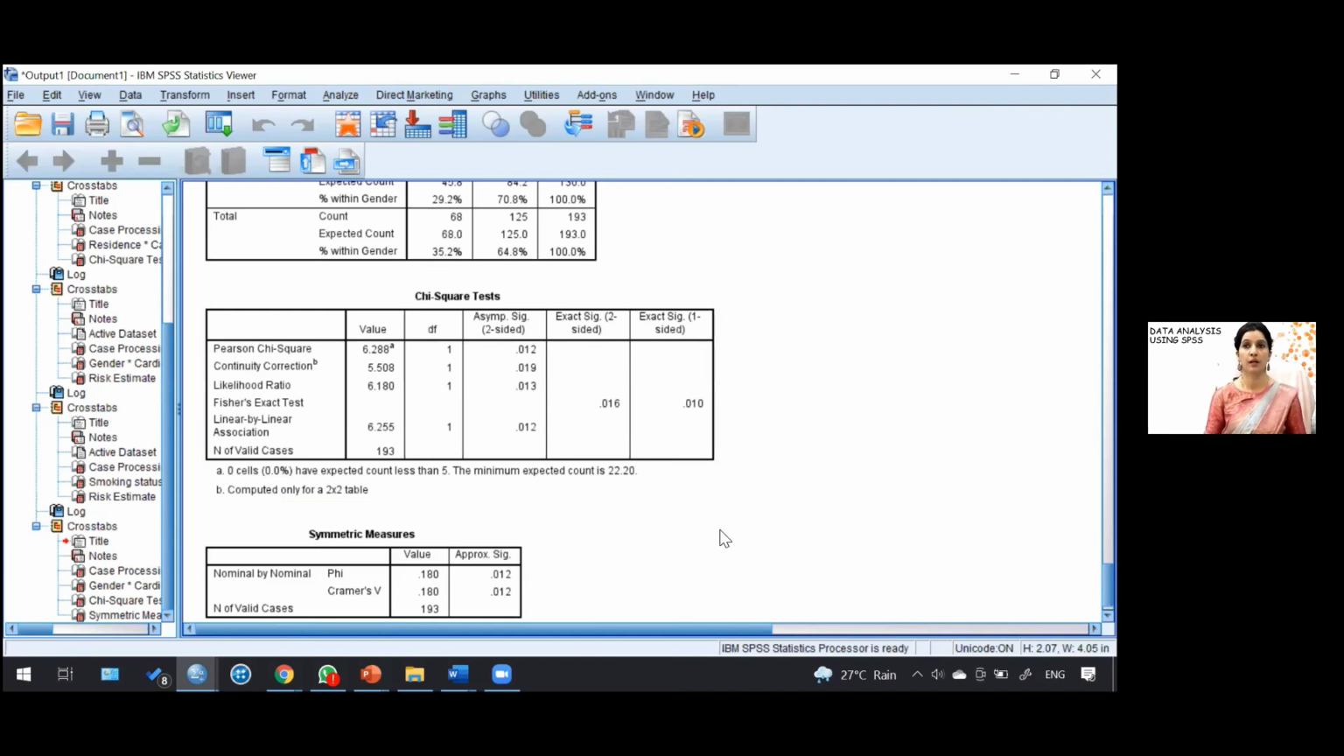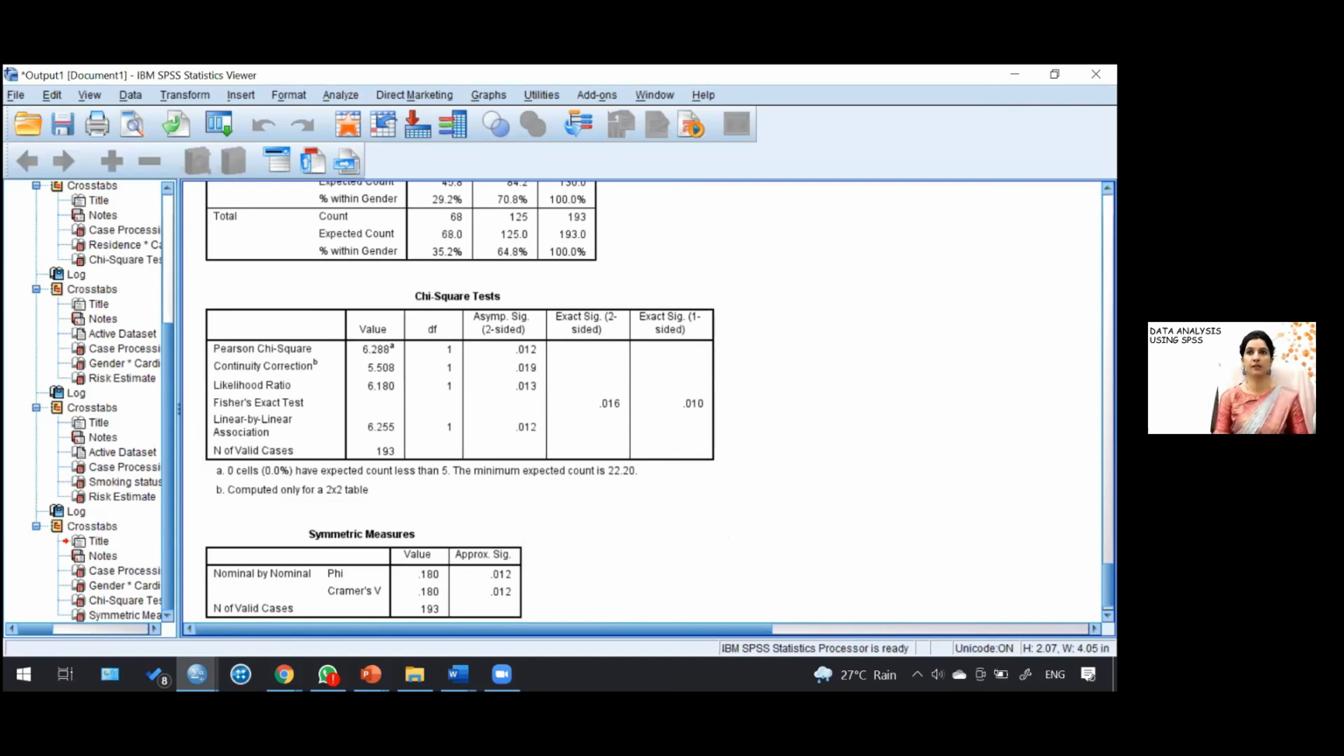Now, below, you can see there is a value of phi and Cramer's V. The value is 0.18, which tells you about the degree of association. If it is 0.1 to 0.3, it is of moderate degree. So it is a moderate degree of association.